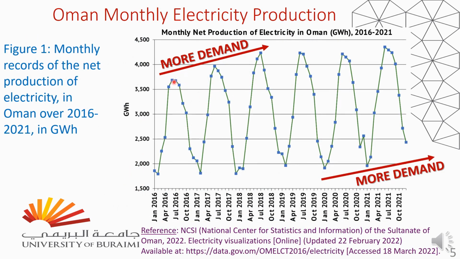This graph shows the production of electricity in Oman over 6 years. And although there is seasonality in the profile, being low in the winter but high in the summer, it seems there is an overall annual trend of increase. And this suggests more demand on electricity. But where does this electricity come from?